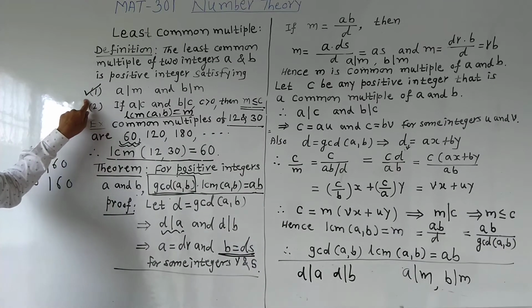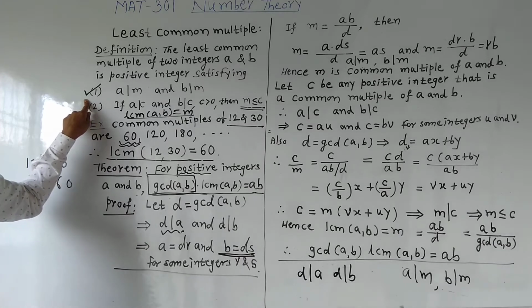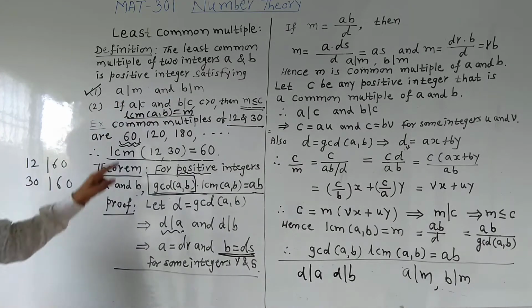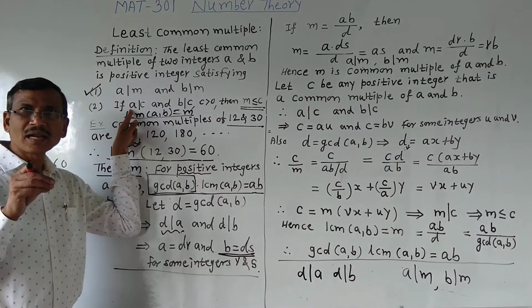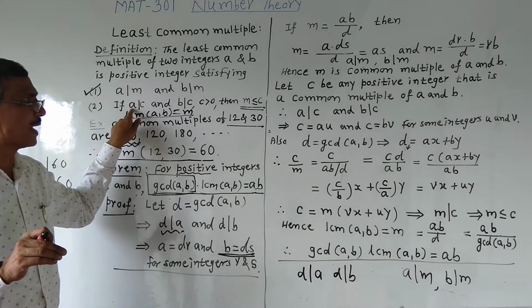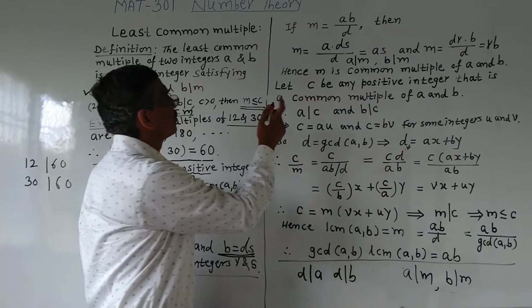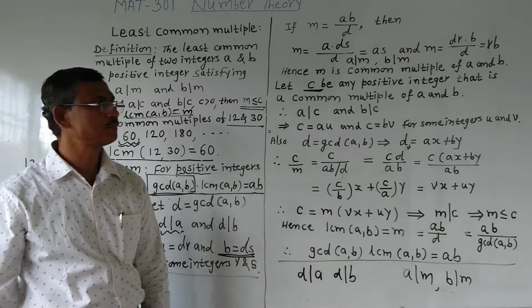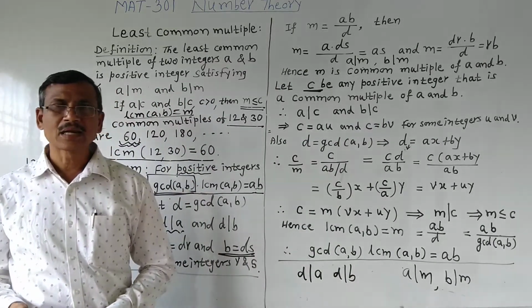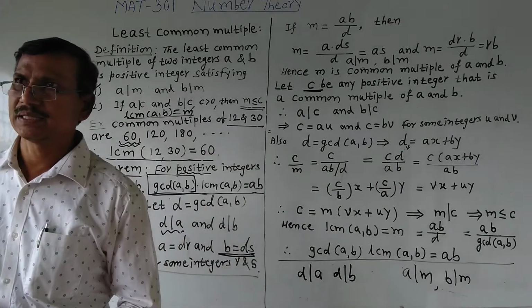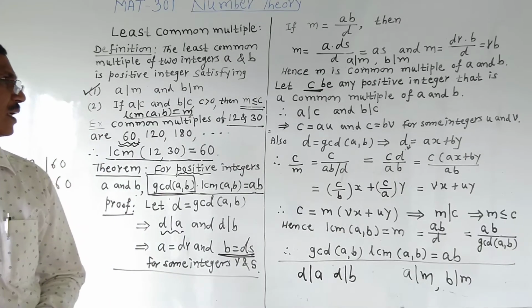Able to prove the first condition because we have to find the least common multiple: a divides m and b divides m. In the second case, we shall consider any arbitrary common multiple of a and b, which is denoted by c. Here we have assumed that c is any positive integer such that it is a common multiple of a and b.